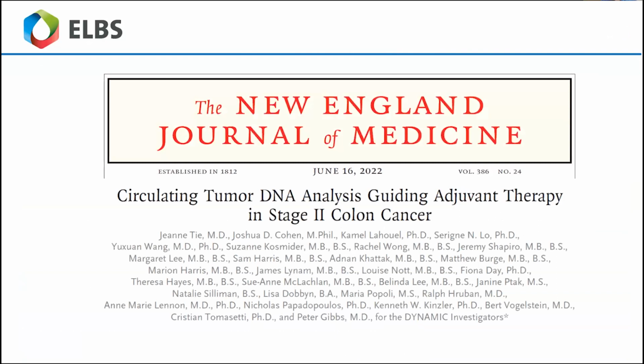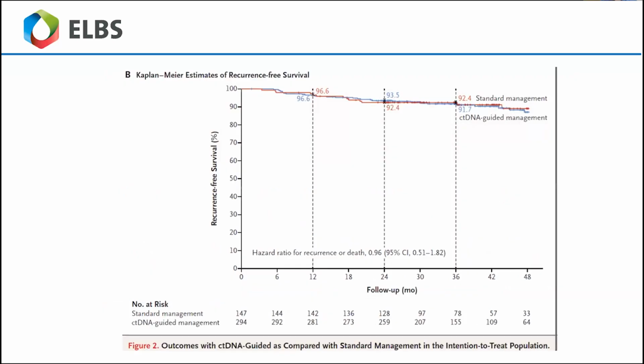Of course, this has also become a great topic for ctDNA analysis and risk assessment. One of the most prominent publications was published last year by Jean-Thier and colleagues in the New England Journal, and it asked whether circulating tumor DNA analysis can guide adjuvant therapy in stage 2 colon cancer. What they have shown very nicely is that if the patients had no ctDNA, these were patients with stage 2 colorectal cancer, these patients had the same survival as the patients that received chemotherapy.